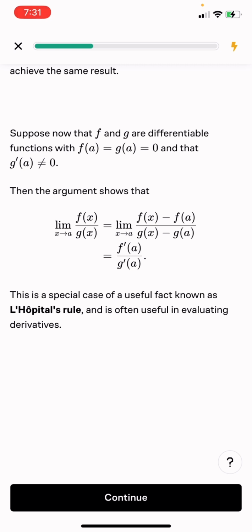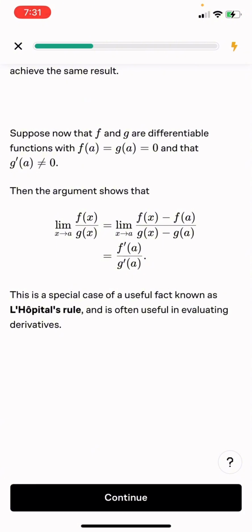Suppose that f and g are differentiable functions with f(a) equals g(a) equals 0, and that g prime of a does not equal 0. Then the argument shows that the limit as x approaches a of f(x) over g(x) equals the limit as x approaches a of f(x) minus f(a) over g(x) minus g(a), which equals f prime of a over g prime of a. This is a special case of the useful fact known as L'Hopital's rule.